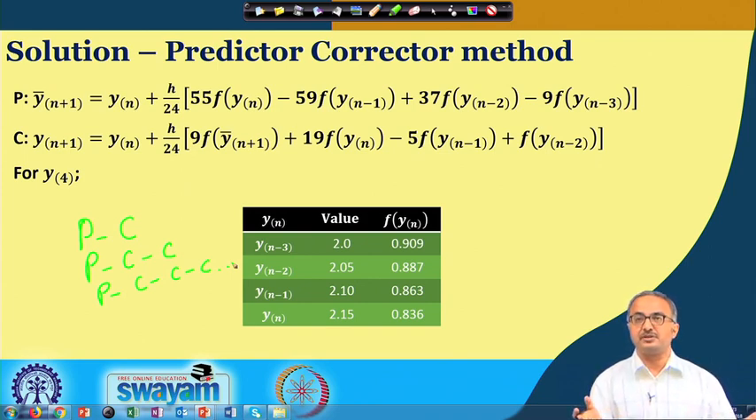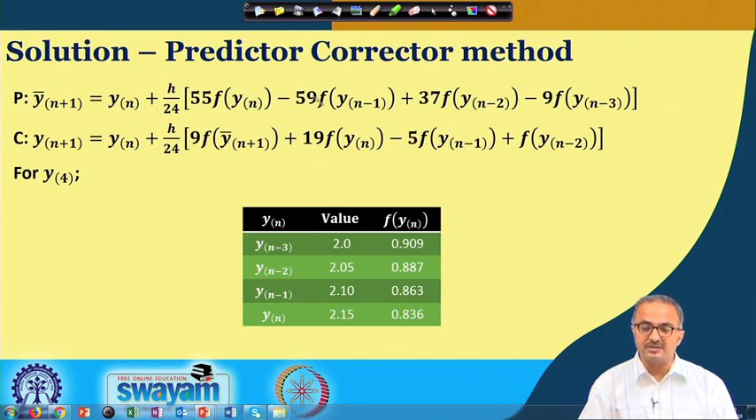Simply by an algebraic expression, you are able to get the solution. Now another issue comes up in this solution: how to start it, because initially we may know y n, but what about y n minus 1, y n minus 2, y n minus 3? For this, what is suggested is that because these PC methods are supposed to be better than the Euler's method, initially you take a smaller step size and use the Euler's method, either explicit or implicit, to generate these few values.